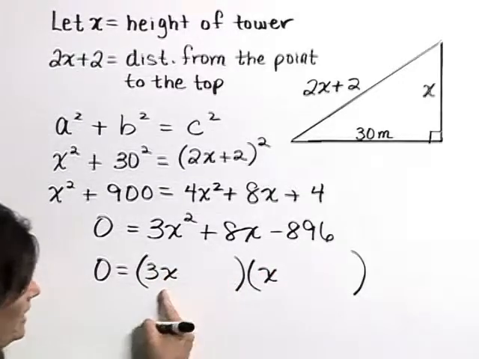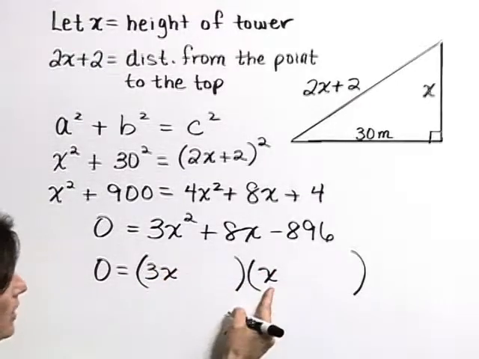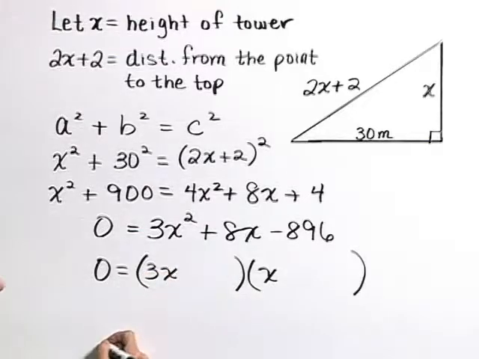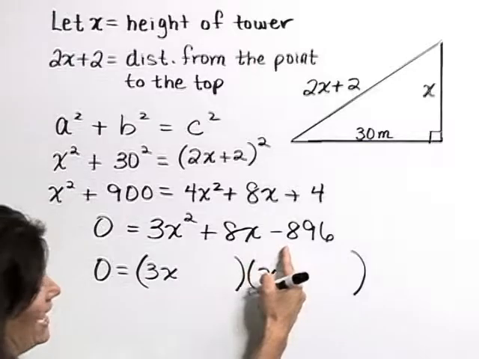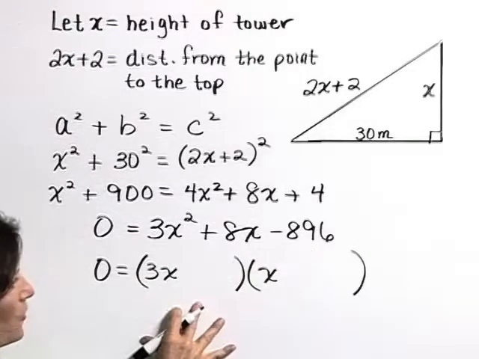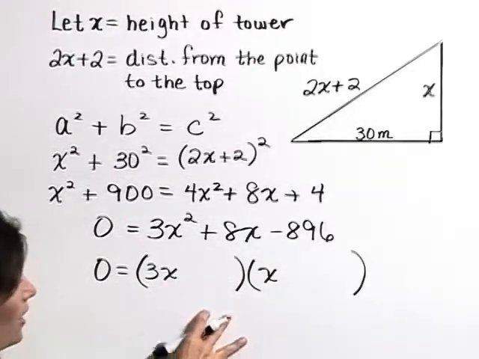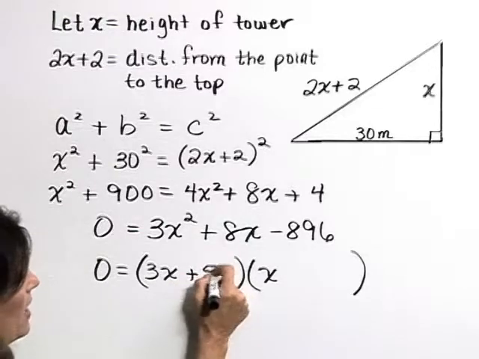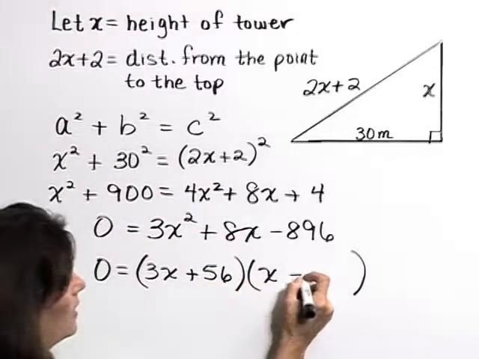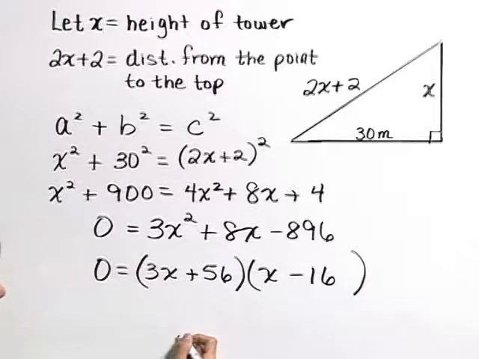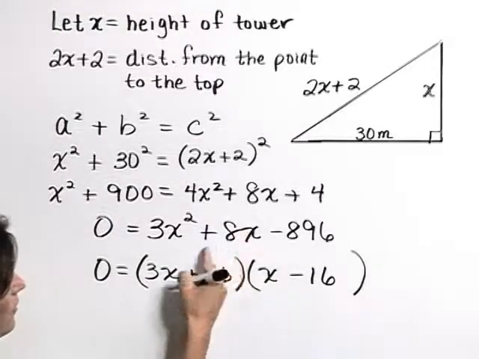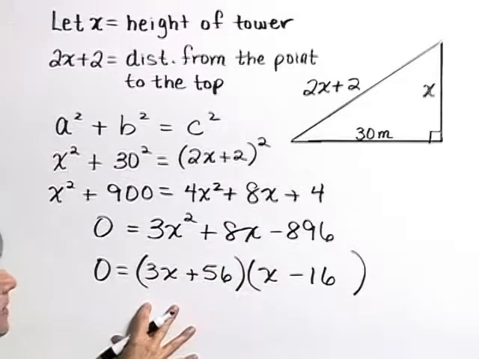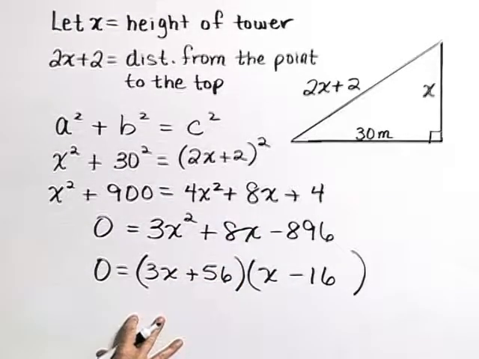Let's factor this trinomial on the right-hand side. Its leading factor terms have to be 3x and x to give 3x squared. Now, factors of negative 896 that are going to make this work, after some trial and error, we arrive at a positive 56 and a minus 16. 56x minus 48x gives this middle term 8x. So we have a correct factorization.